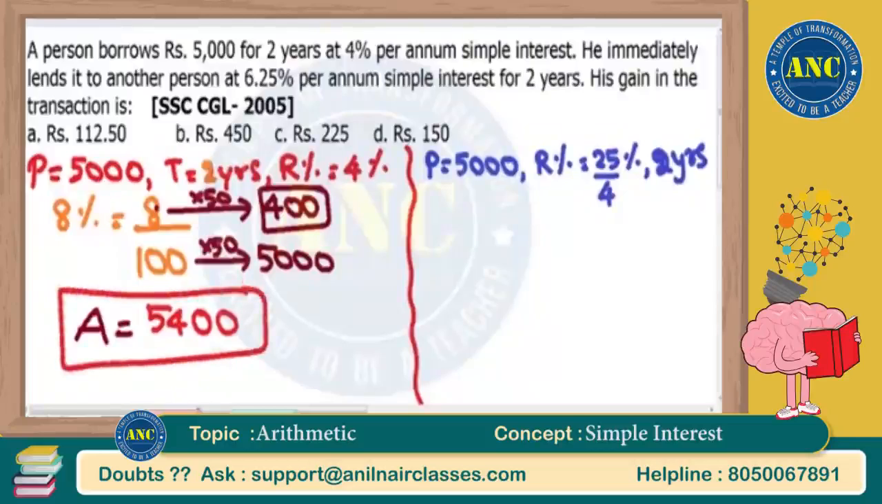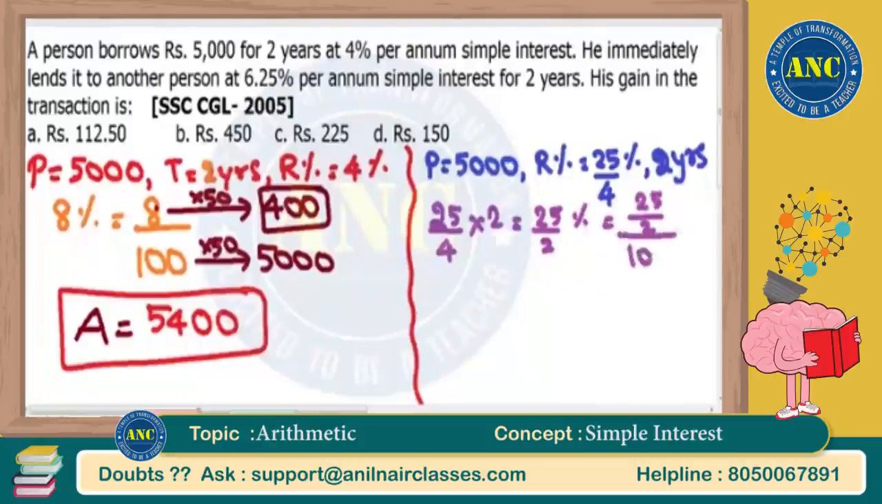But what I did is, I borrowed that money from my friend and I gave it to another friend at a higher rate of interest. 25 by 4 percentage for 2 years is 25 by 4 into 2, which is nothing but 25 by 2 percentage. 25 by 2 percentage means 25 by 2 divided by 100. That means if I take 100 rupees from you, I will give you 25 by 2 rupees extra. Right?